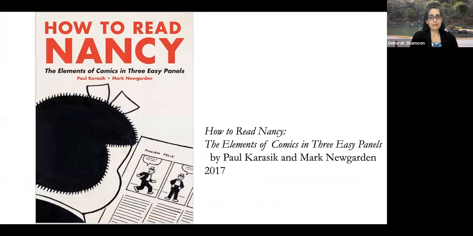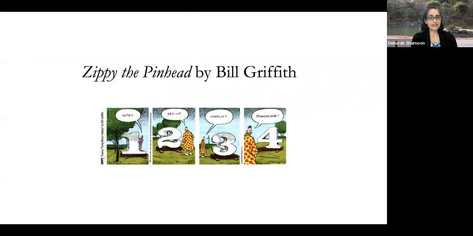Another recent example of writing on comic strips in English is this book, How to Read Nancy, which delves deeply into formal analysis of a single 4-panel or 3-panel strip. However, as interesting and detailed as this analysis is, they never consider the format of the 4-panel strip as a whole. There's something very specific about the 4-panel strip as a self-replicating form.